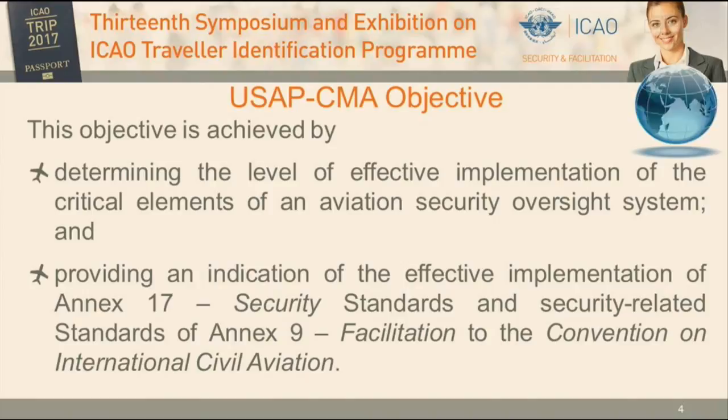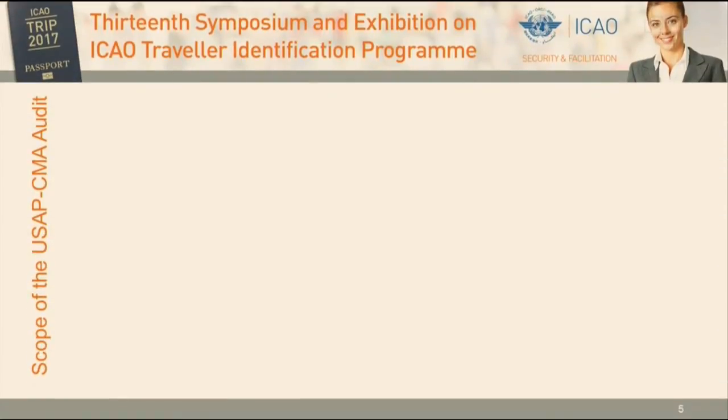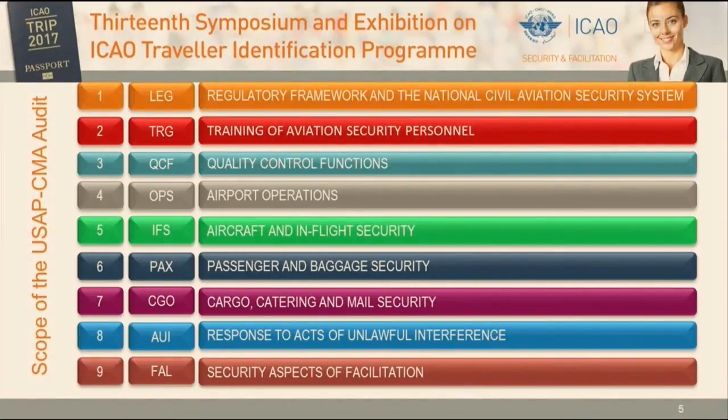This system includes 8 critical elements, which I won't go into detail, but covers from the legislative framework to the policies, the responsibilities, the training, the guidance and procedures, the approvals and certifications, the actual quality control activities, and the physical implementation and ability to correct deficiencies when these are identified. Now, as I said, it's an oversight system, and we then look at all the different areas that are covered in aviation security. Of interest to this group would be the 9th area, which is the security aspects of facilitation.